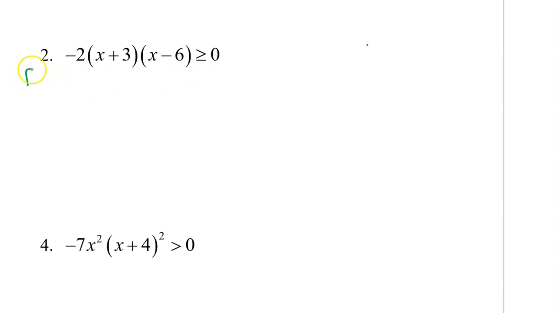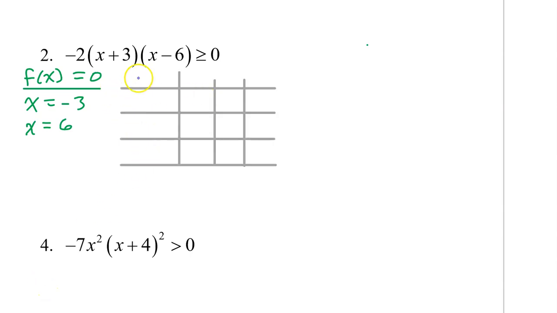So the zeros. Where does f of x equal 0? That -2 doesn't give us anything. No zeros there. So our first zero is at x equals -3. And then we'll have another one at x equals +6. So we only have 2 zeros. Time to make the sign chart.